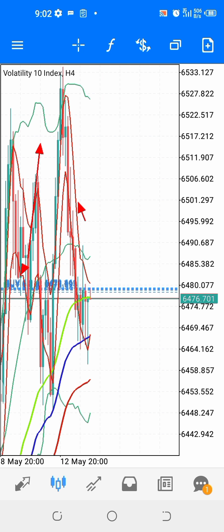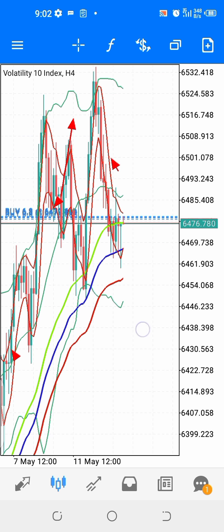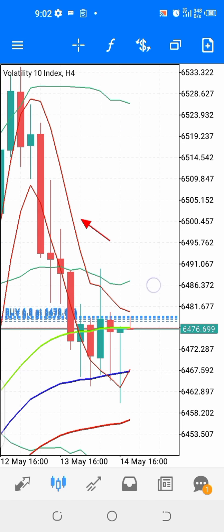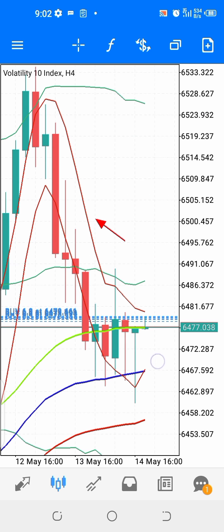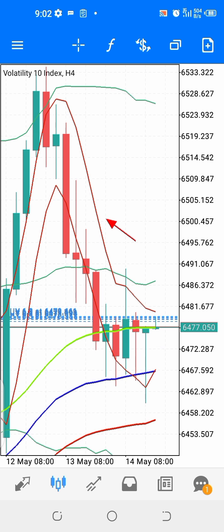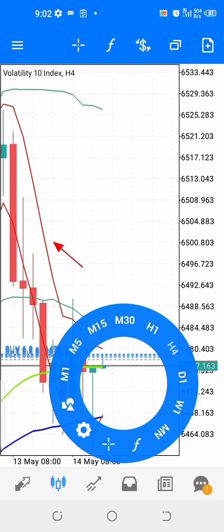I just want to show you this entry I just took on the Volatility 10 Index. I saw this setup on H4. This is a buy setup.